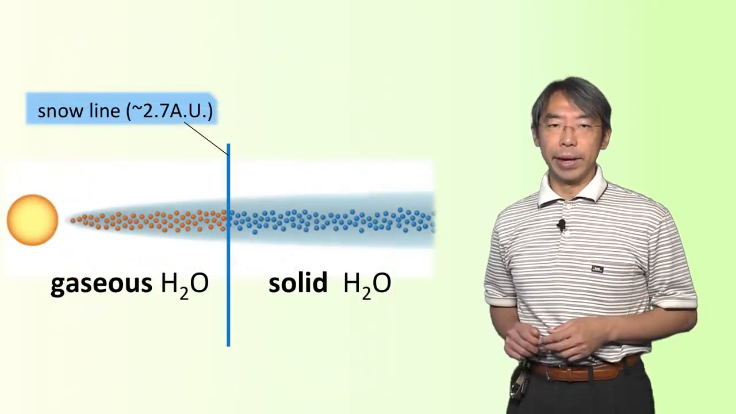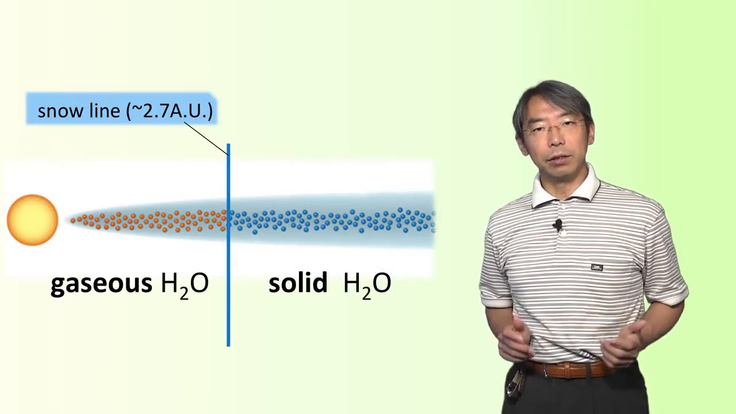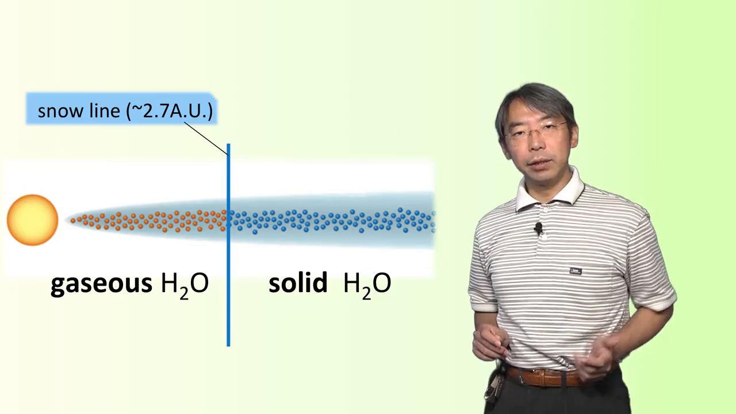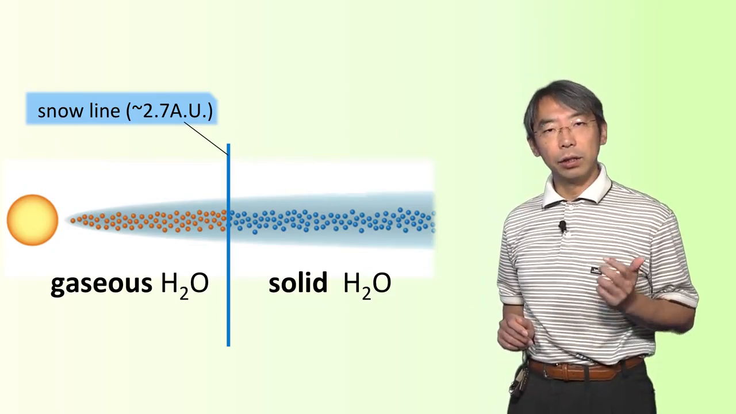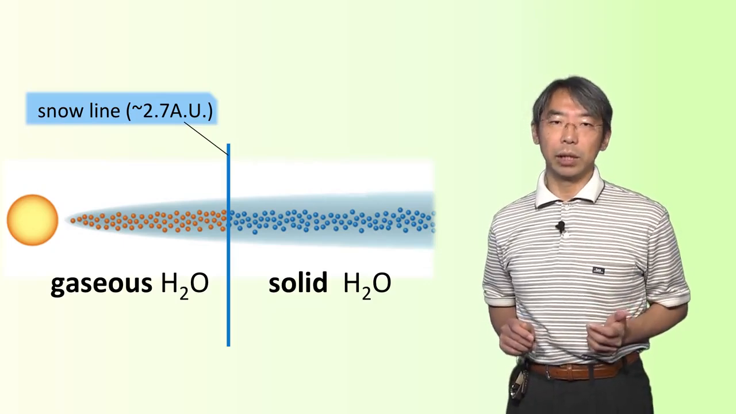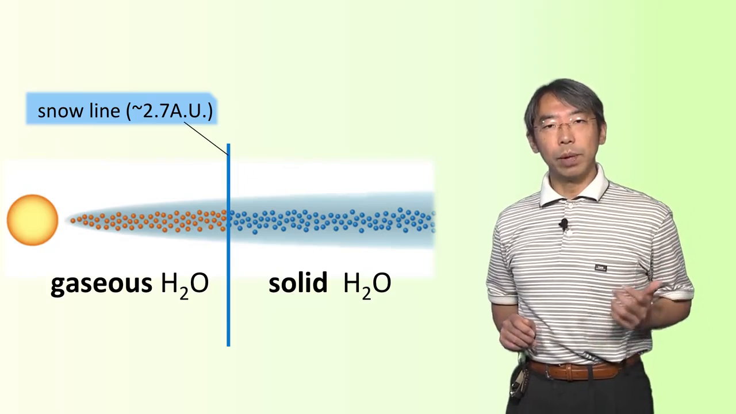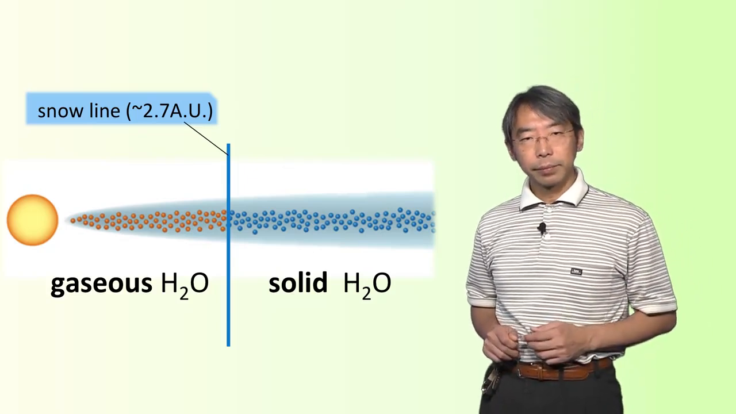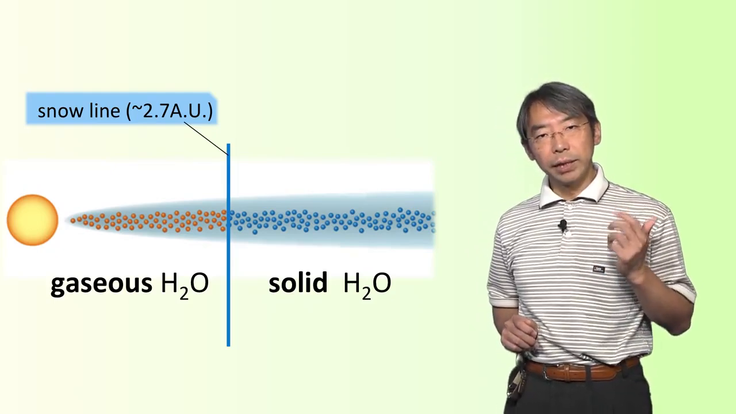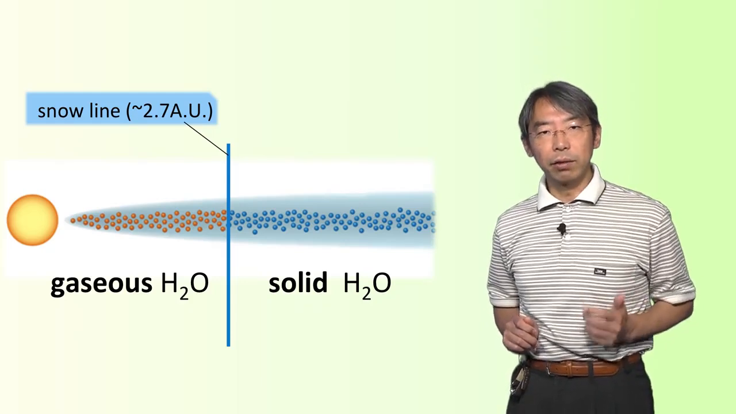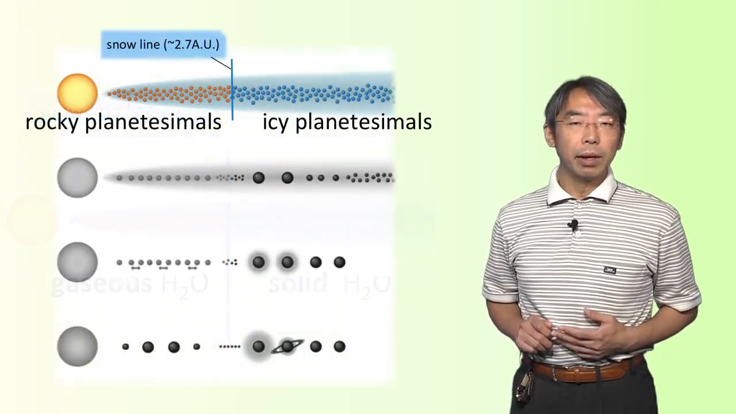What is a snow line? It is a transition line. Inside this line, H2O exists as a gas, and outside this line, H2O exists as a solid. Note that liquid water cannot be present in space. So the area where H2O changes from a gas to a solid is referred to as the snow line.